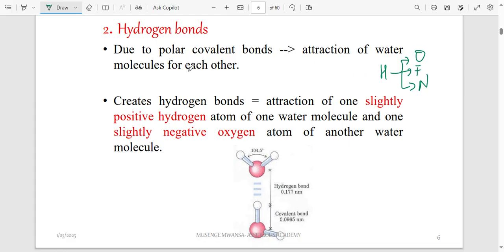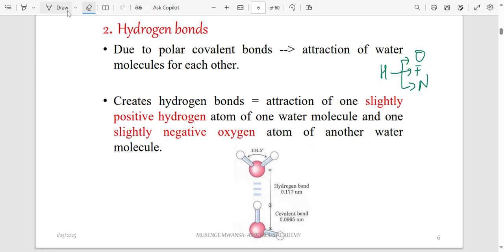Take note that a hydrogen bond is weaker than a covalent bond, but it is longer. Okay, this bond here is covalent. It is strong, but it is not very long. You can see this is a hydrogen bond, it is long.